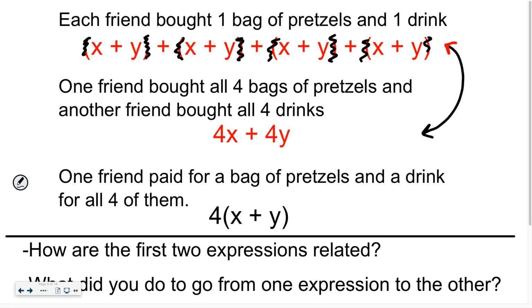I added them all together. Right? And then from y plus y plus y plus y to 4y, I added them all together. Right? This is combining like terms. I know you probably heard that last year. It's been a little while.